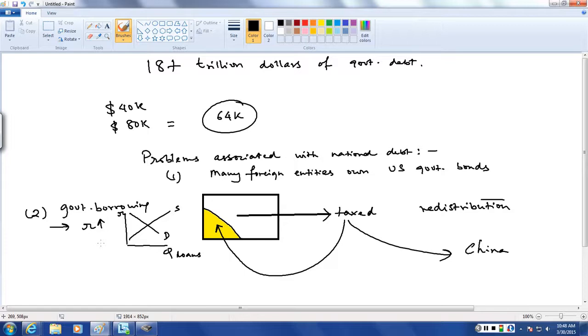And when the government borrows, what happens? The demand for loans increases like this. And that, of course, leads to a rise in the equilibrium interest rate. That's the story. Right? Now, what does a rise in the interest rate do to investment spending in the economy? What happens to investment spending in the economy with a rise in interest rates?